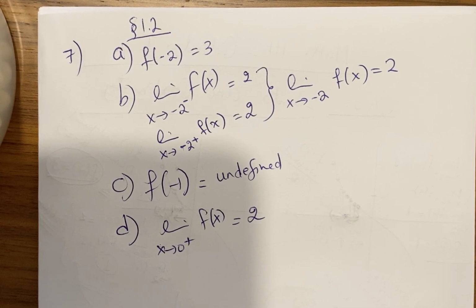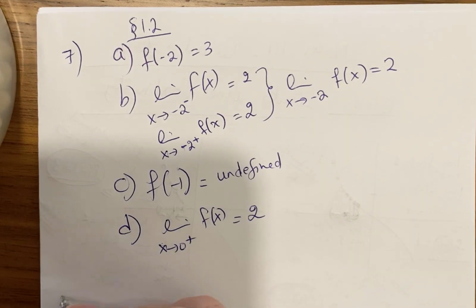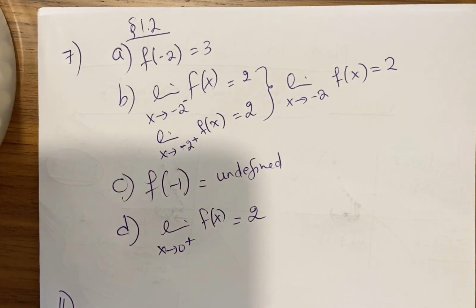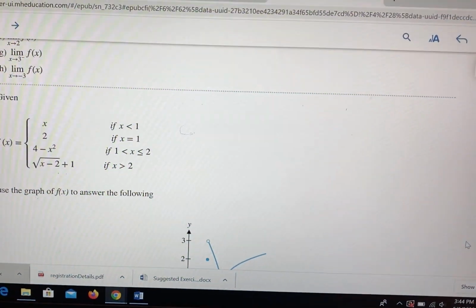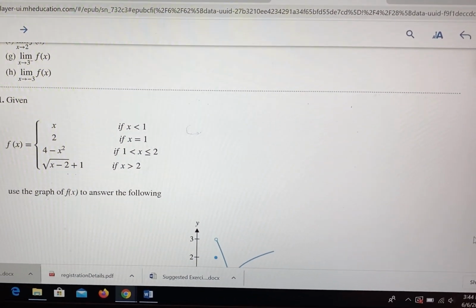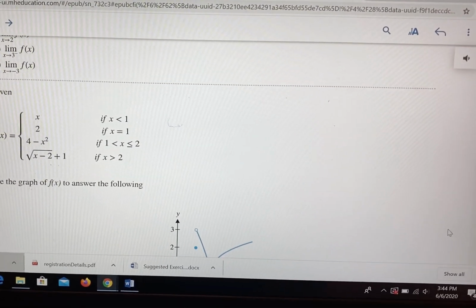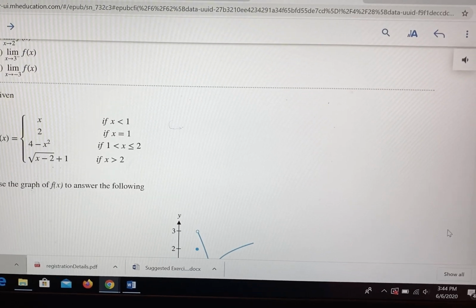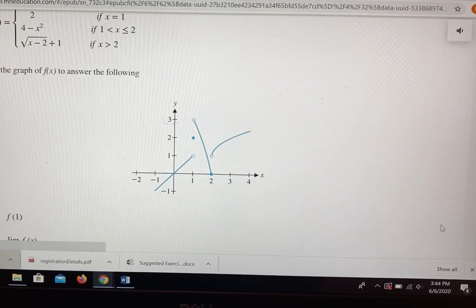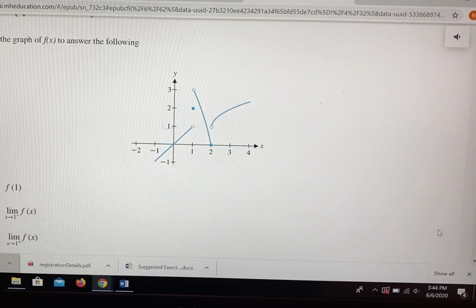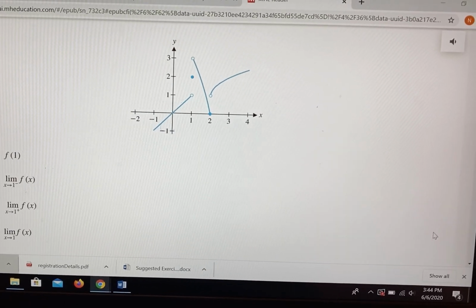Look at number 11. They are giving us what f of x is. This is the function f of x. It's equal to x if x is less than 1, 2 if x equals 1. Between 1 and 2, it's 4 minus x squared, and for x greater than 2, it's root x minus 2 plus 1. What we care about is the graph. This is the graph.